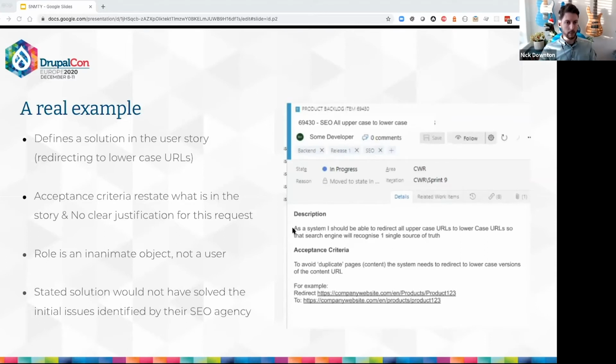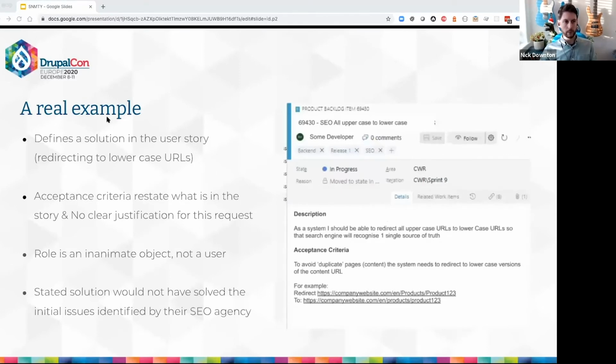And he said, as a system, I should be able to redirect all uppercase URLs to lowercase URLs so that search engine will recognize one single source of truth. And then we've got an acceptance criteria of, to avoid duplicate pages, the system needs to redirect to lowercase versions of the content URL. And then he had an example.